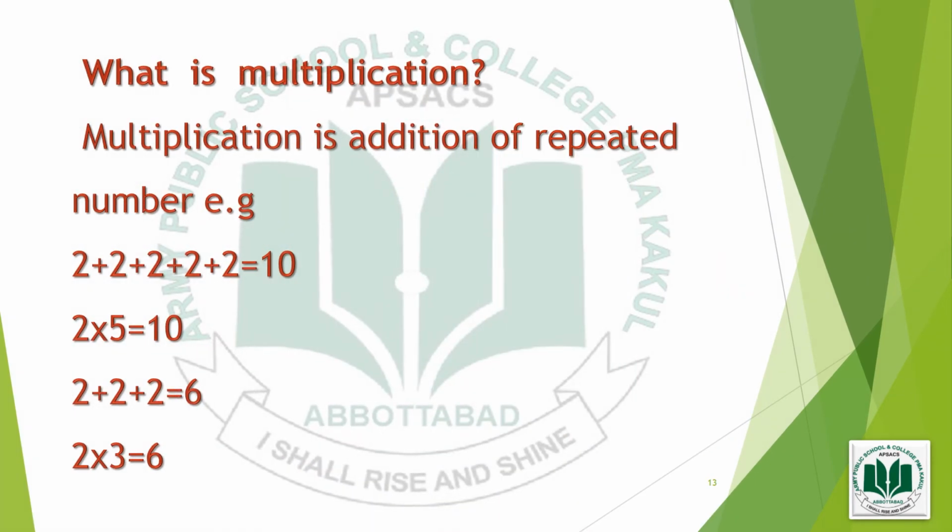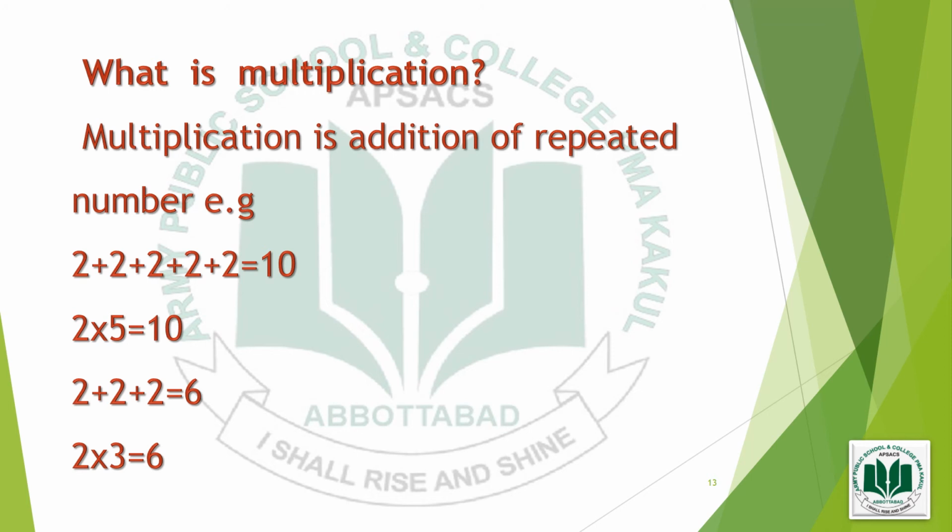First, I will tell you what is multiplication. Multiplication is addition of repeated numbers. For example, you can see on the screen 2 plus 2 plus 2 plus 2 plus 2 means you have to add the 2 five times, which is equal to 10. Instead of adding again and again the same number, we will use multiplication. The number is 2 and it is repeating 5 times. So we can write this as 2 multiplied by 5, which is 10.